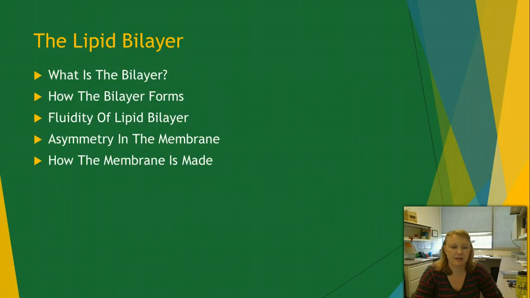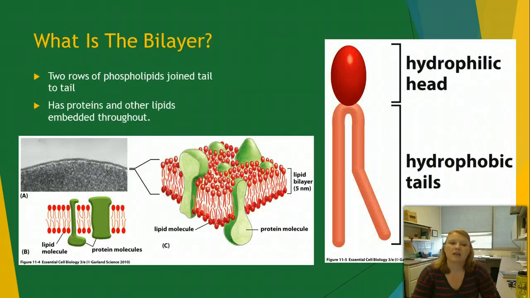All right, so let's talk about the lipid bilayer now. In this little section, we're going to talk about what it is, how it forms, how it's made, things like that. So what is the lipid bilayer? The lipid bilayer consists of 2 rows of phospholipids joined tail to tail. So you can see the phospholipid on this slide here.